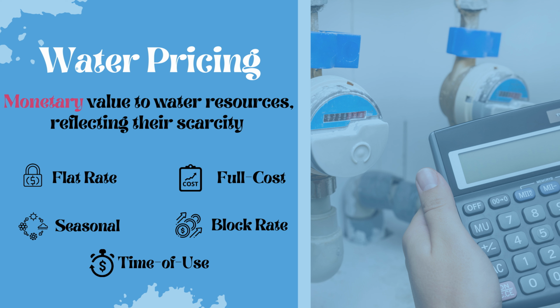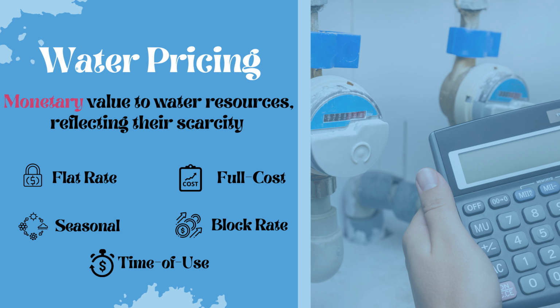Seasonal rates. Price might be higher during dry season to encourage conservation. Think of it like adjusting electricity prices during peak hours to manage demand. Block rate. This system charges users by levels. The first block, basic usage, might have a lower rate, while exceeding the amount could lead to higher charges, like a phone plan with unlimited basic minutes and an extra charge for going over.